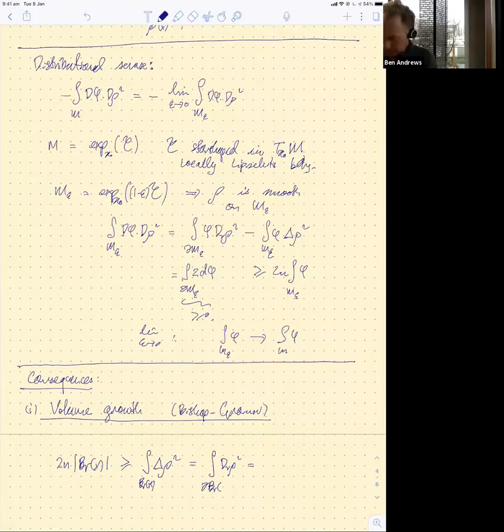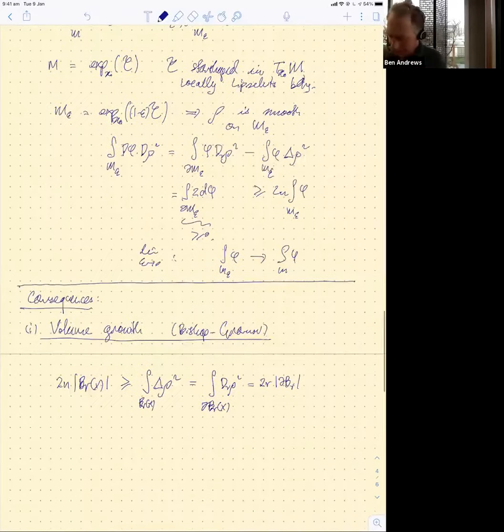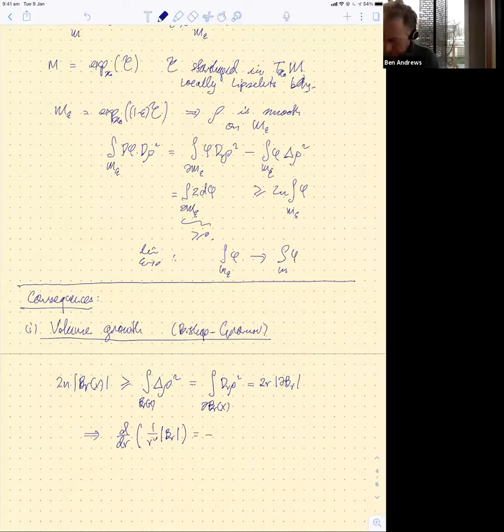Okay, so on the boundary of the ball of radius r, of course, rho is just equal to r, and so this will be just 2r times the size of the boundary of the ball. So that gives us some sort of isoperimetric inequality, I suppose. All right, so now if I compute d by dr of 1 over r to the n times the volume of the ball of radius r, I get one term which is just minus n over r to the n plus 1 times the volume of the ball of radius r. And then the other term would be 1 over r to the n times the derivative of the volume of the ball of radius r, which is just the size of the boundary.